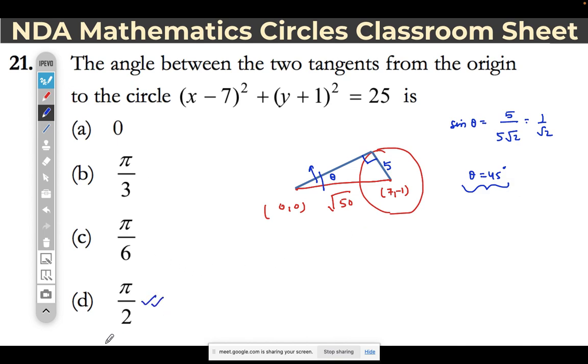Sir, can you please repeat this? I will, beta. Did you get the diagram? Yes, sir. You are trying to find this angle; double of this is the answer because they want to know the angle between the two tangents which are possible. Okay, sir. Understood? Yes, sir.